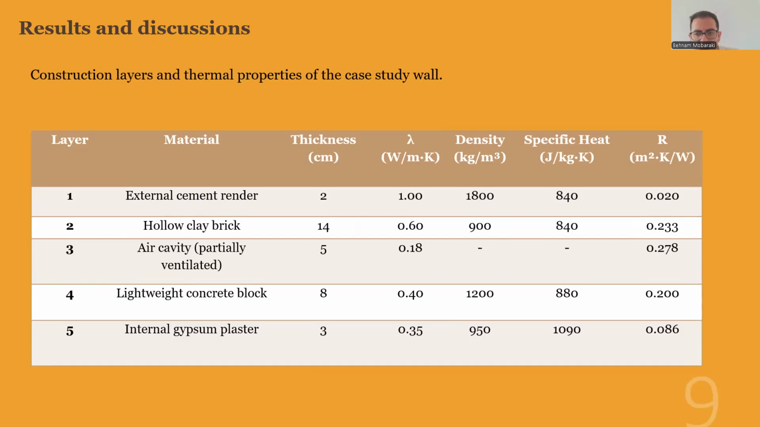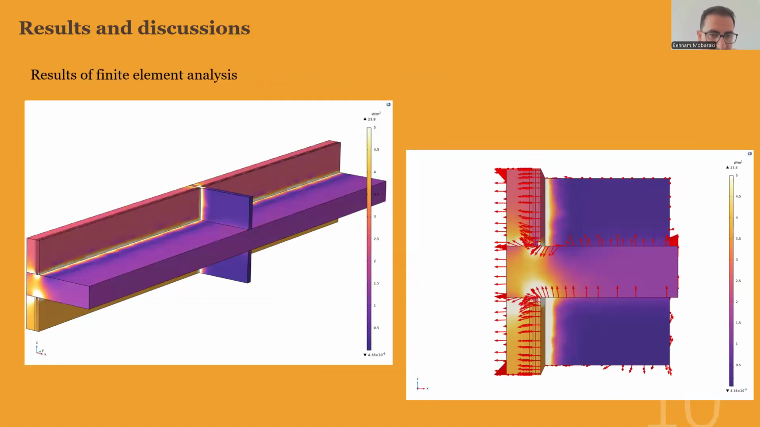The analyzed wall was a typical multi-layer facade system commonly found in Mediterranean residential buildings. Total wall thickness was approximately 32 centimeters and consists of the following layers: external cement render, hollow clay brick, air cavity, lightweight concrete block, and internal gypsum plaster.